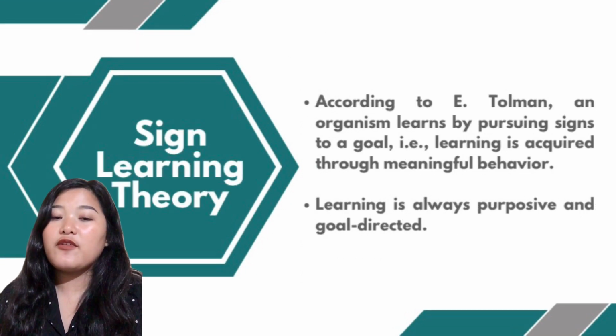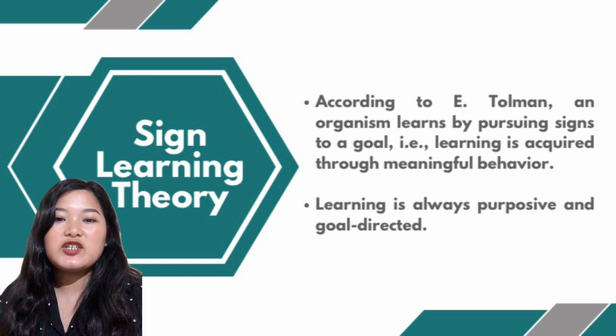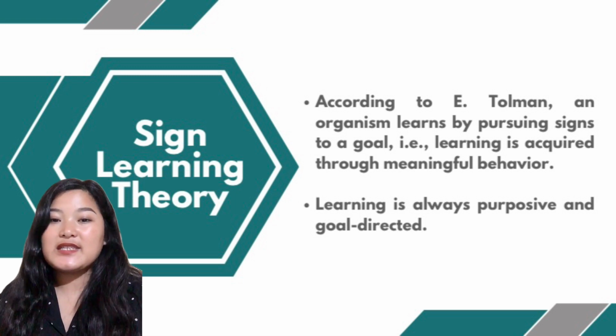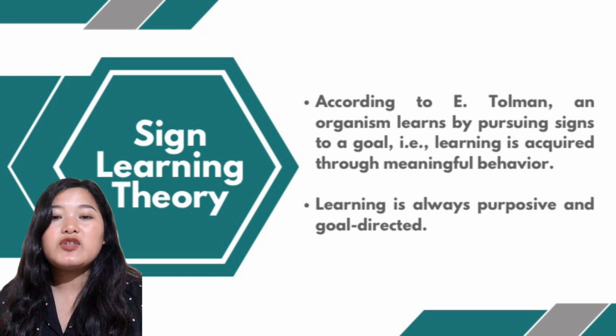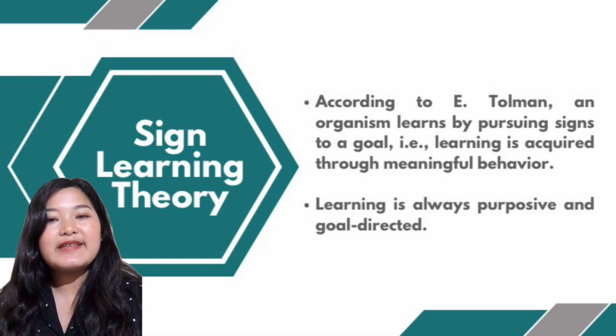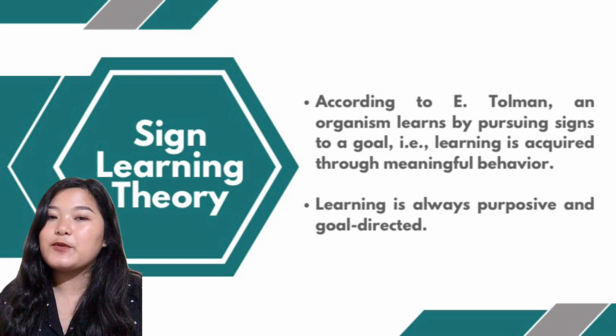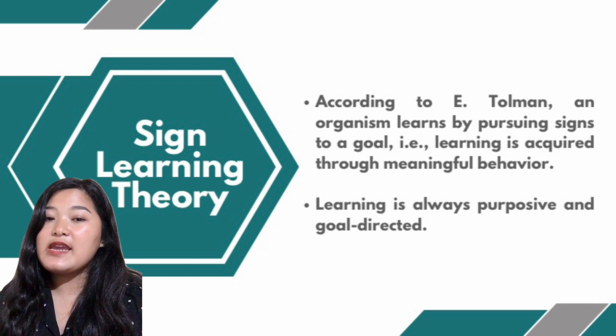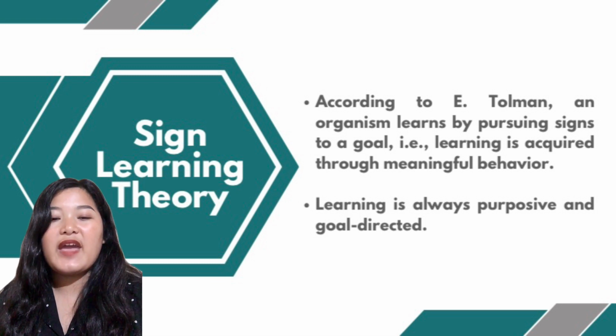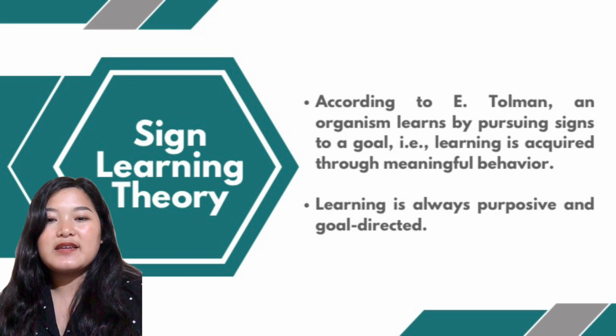Another learning theory that applies to special education is the sign learning theory. According to E. Tolman, an organism learns by pursuing signs to a goal, or learning is acquired through meaningful behavior. Learning is always purposive and goal directed.